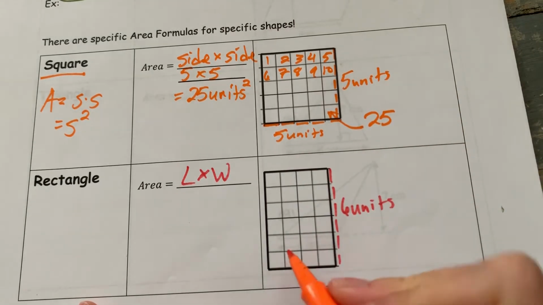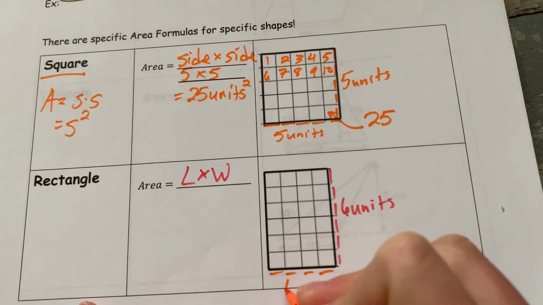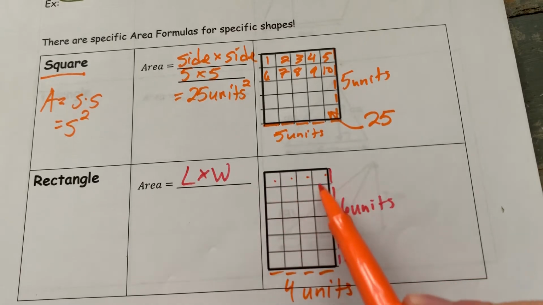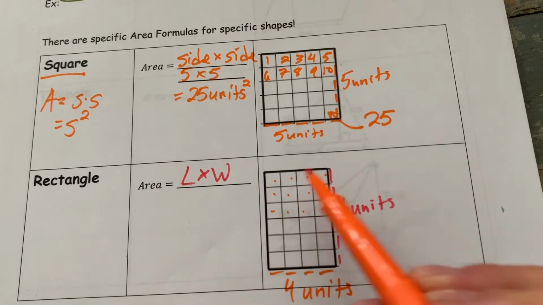And the width in this case is 1, 2, 3, 4 units. Okay, and instead of counting these up and saying 1, 2, 3, 4, 5, 6, 7, 8, 9, 10, 11, 12, so on and so forth, because that's time consuming, I can actually just multiply them together and it will tell me the grand total inside of here.